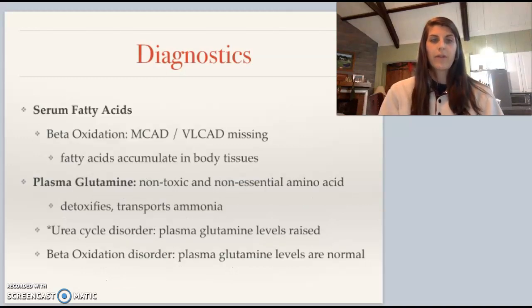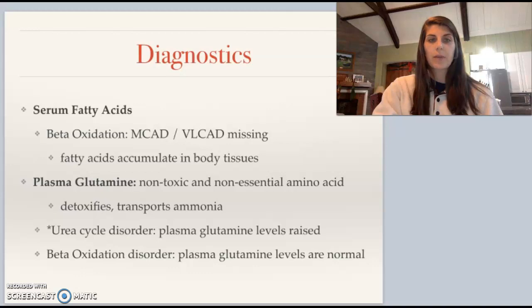Going further, the serum fatty acids are specific to beta oxidation. And as discussed previously, the MCAD or the VLCAD are enzymes that are missing. So this would cause an accumulation of fatty acids in the body tissues. And this gives us further insight into a beta oxidation disorder, but it's not a way of distinguishing between the two disorders of beta oxidation and urea cycle.